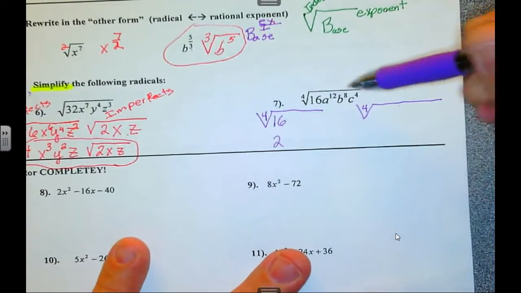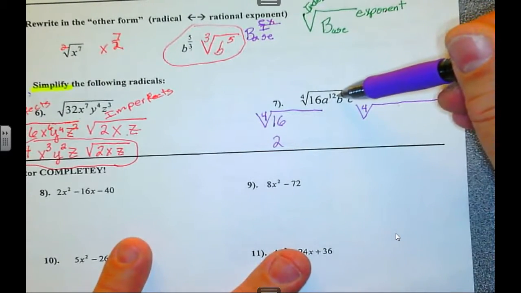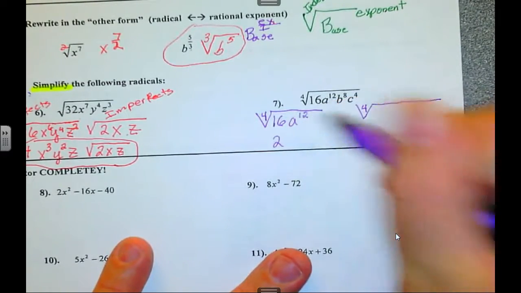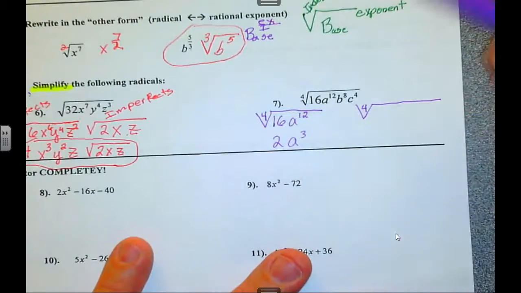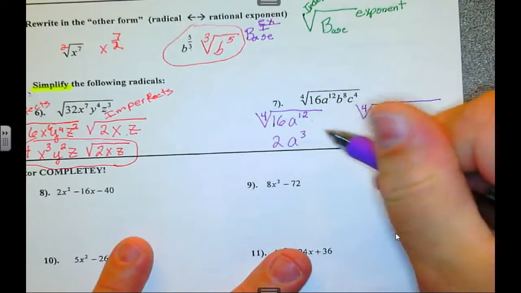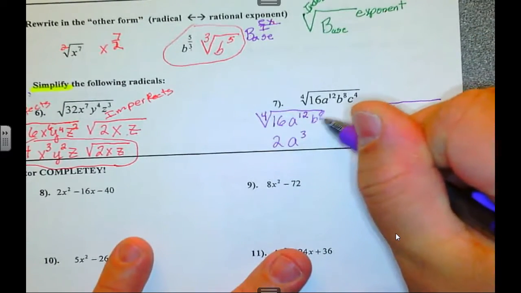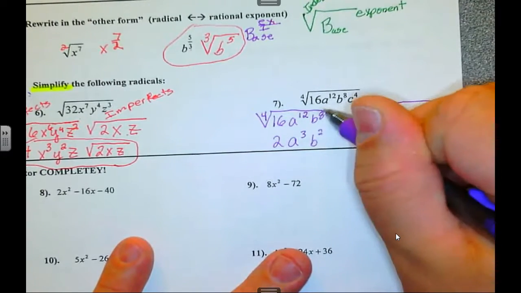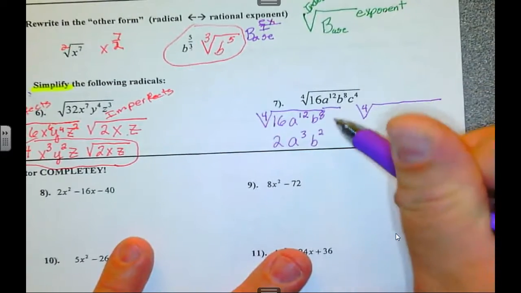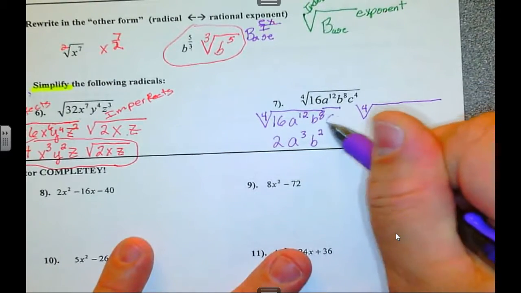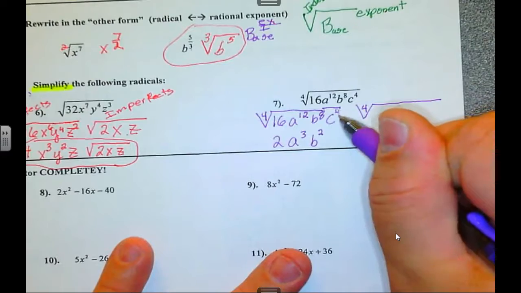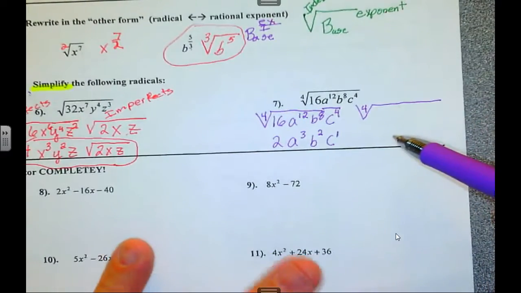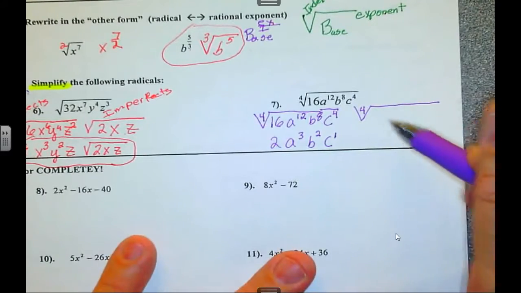Okay, what about how many 4s are in 12? 3. B to the 8th? I could take all 8 because 8 divided by 4 is 2. What about C? Yeah, I could take all 4 of them, get C to the first. Guess what? This guy's life is like heaven because there's no students.